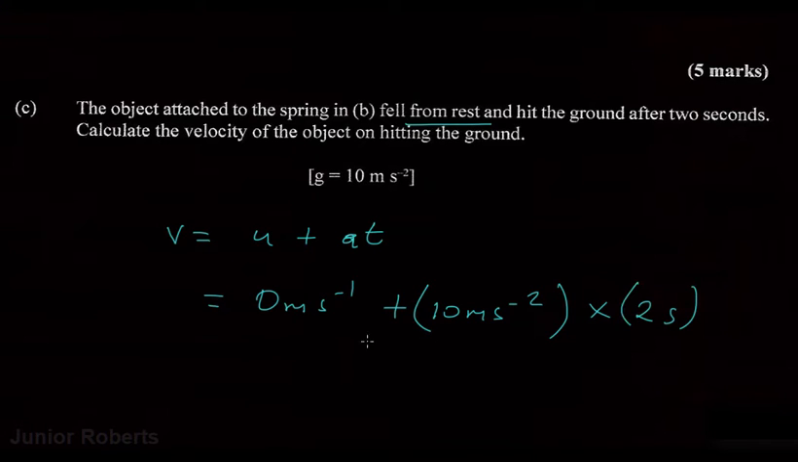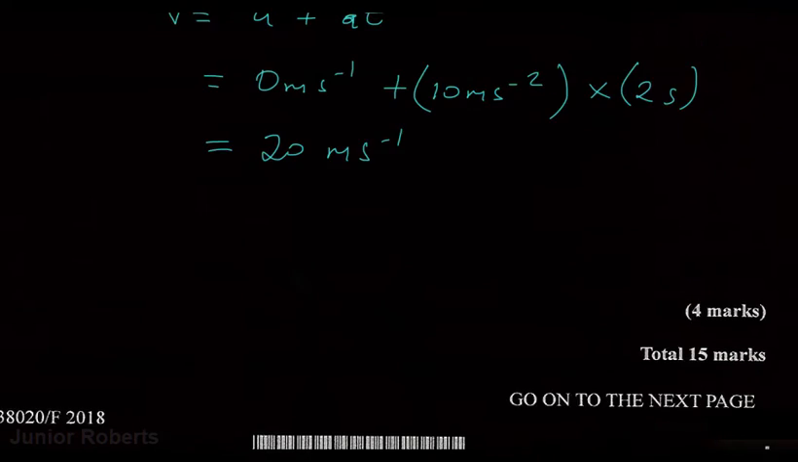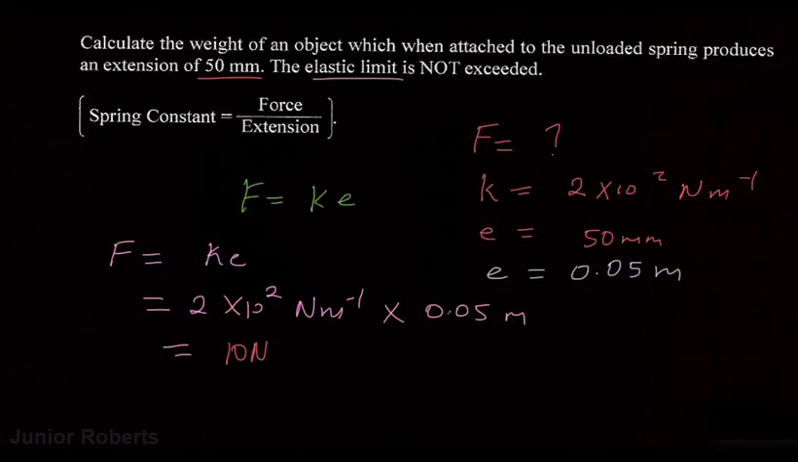So now we get that V is equal to 10 meters per second squared multiplied by 2, which is simply 20 meters per second. Okay, so that's question 5, and in the next video we're going to take on question 6.